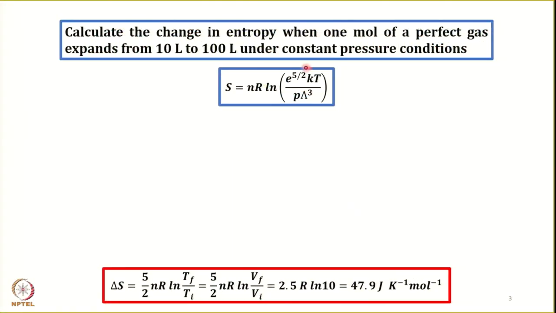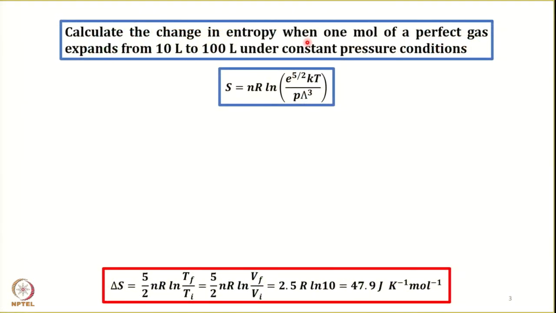Now, let us discuss constant pressure conditions. I was mentioning that you can use the Sackur-Tetrode equation in different ways: under constant temperature conditions, constant pressure conditions, or constant volume conditions, depending upon the requirement. So here is a similar question: calculate the change in entropy when 1 mole of a perfect gas expands from 10 liters to 100 liters under constant pressure conditions. This is our Sackur-Tetrode equation which has a pressure term in it. It says constant pressure condition. It does not specify temperature. That means temperature can vary.